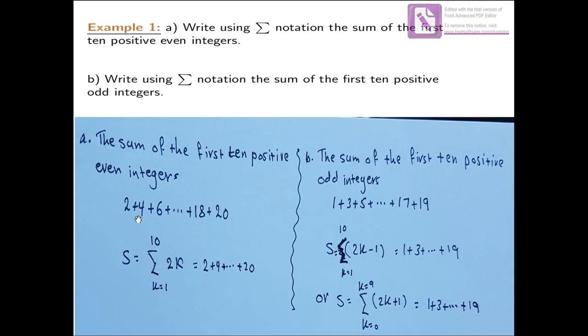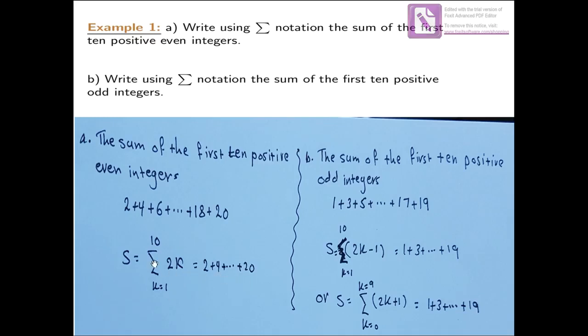We see that here 2, 4, 6 are even integers. And for the even integers, we know that they are multiplied by 2. Any number multiplied by 2 is even. So we write 2k. Since the first one is 2, k should start from 1, because 2 multiplied by 1 gives us 2, plus the second one, 2 multiplied by 2 will be 4.